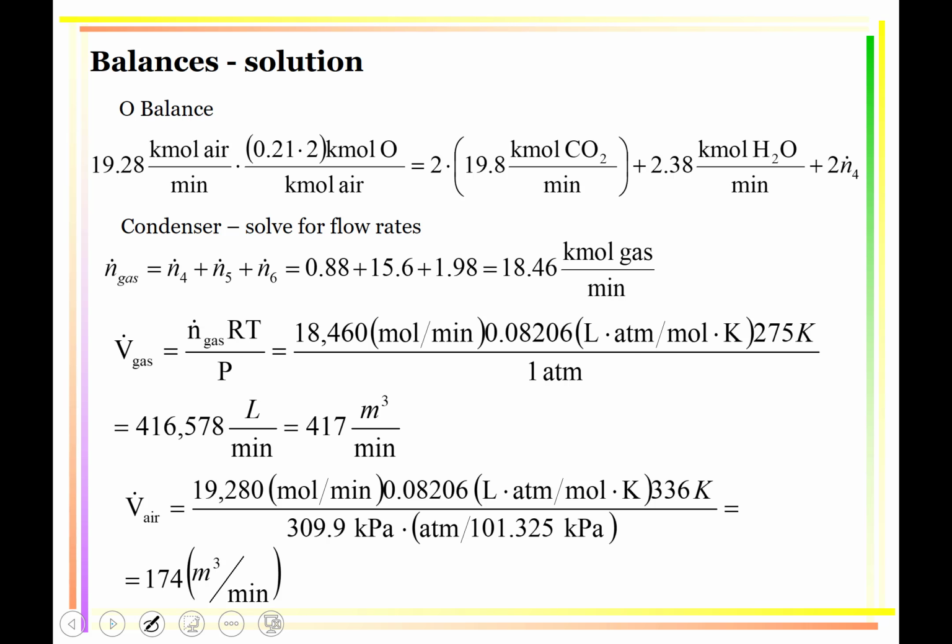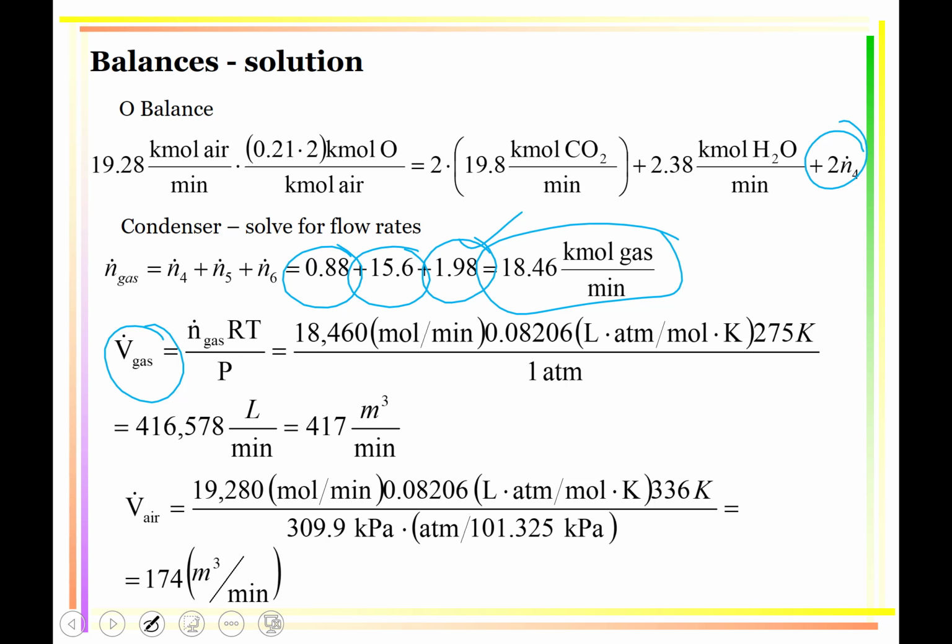So N4 looks like it's 0.88. This is the nitrogen, and this is the air. No, sorry, this is CO2. All right, so we have this many moles of gas coming out, and we can calculate the volume of gas using the ideal gas law: moles of gas times RT divided by P. Choose the proper value of the gas constant, be sure to put the temperature in absolute, and we solve for the volumetric flow rate of the gas out. And we can do a similar calculation on the volume of air fed.